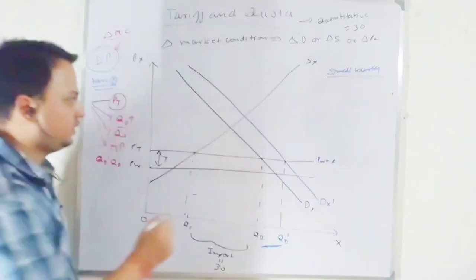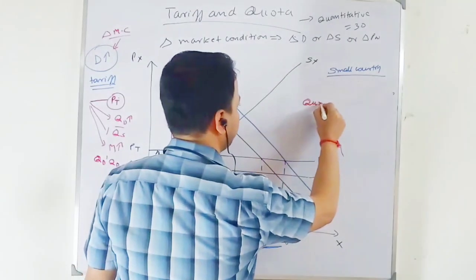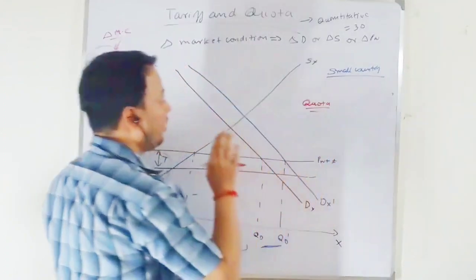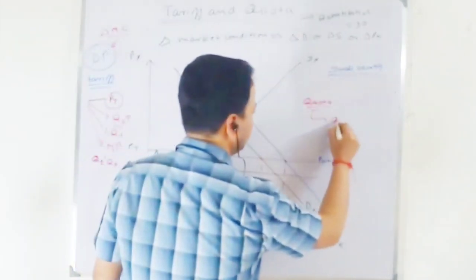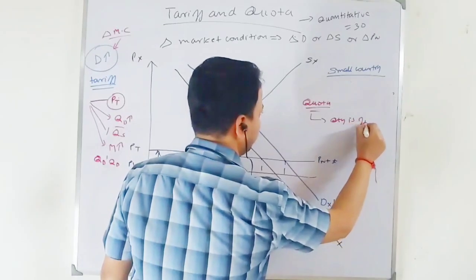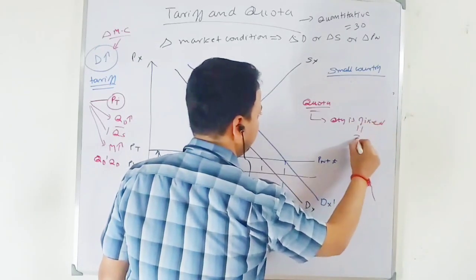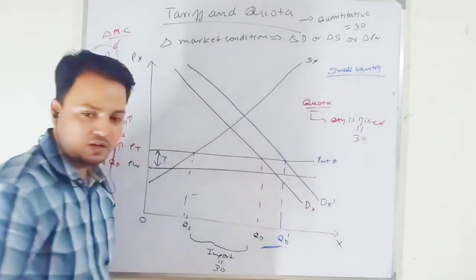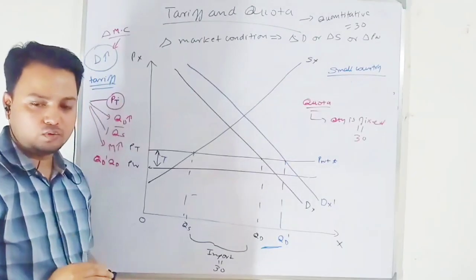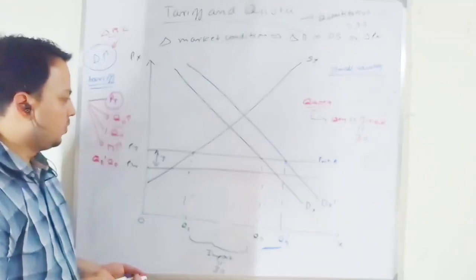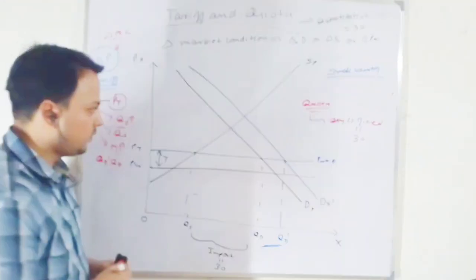In case of quota, what we are saying is that this is a quantitative restriction. Quantity is fixed, to 30. So if there is an increase in demand domestically, it has to be supplied by the domestic producer. So when the domestic producer supplies, what will happen?